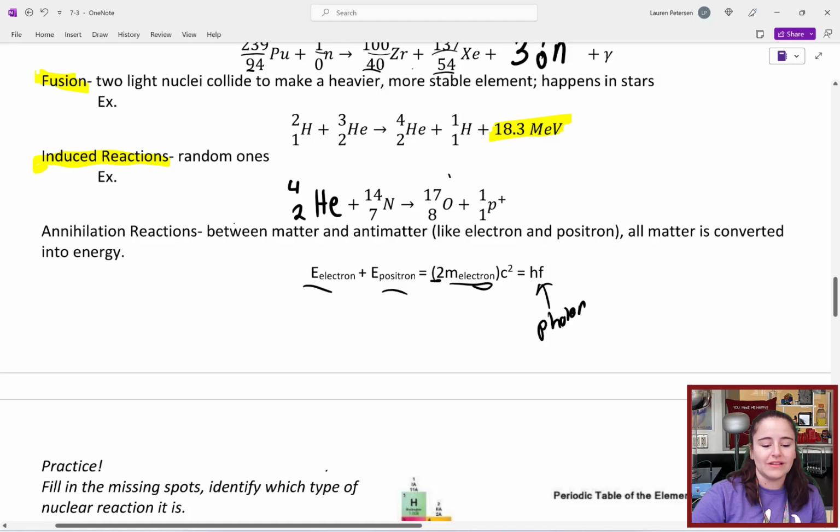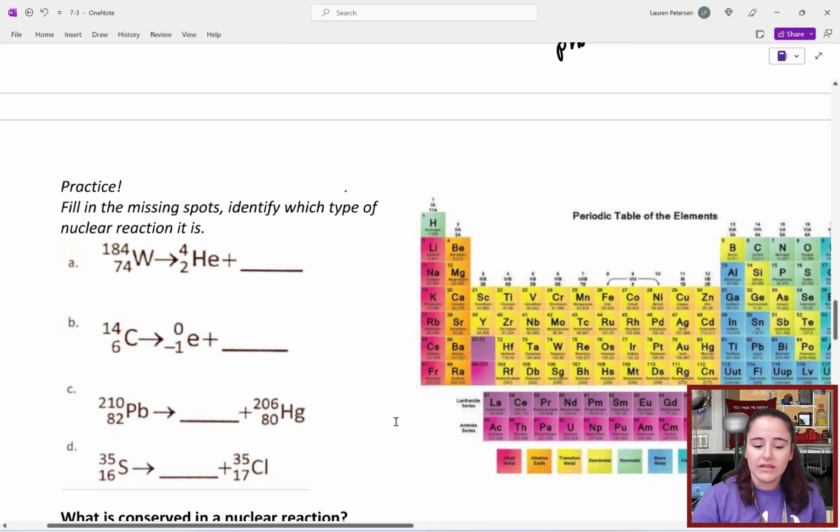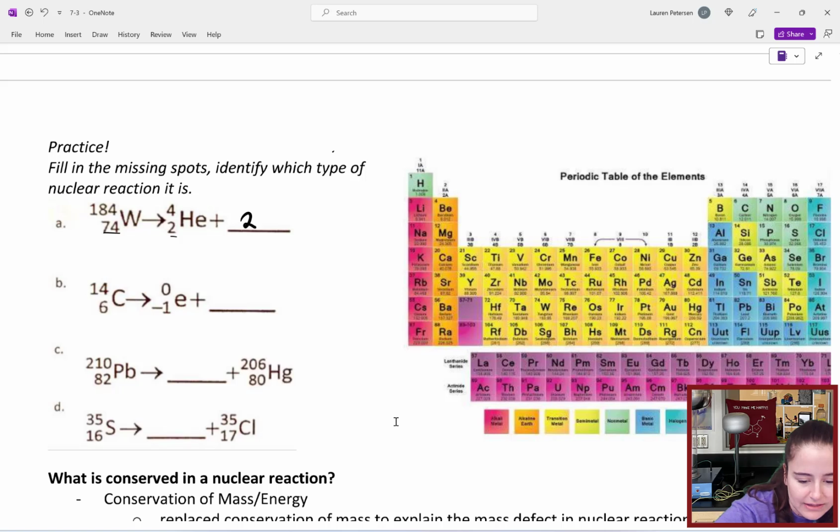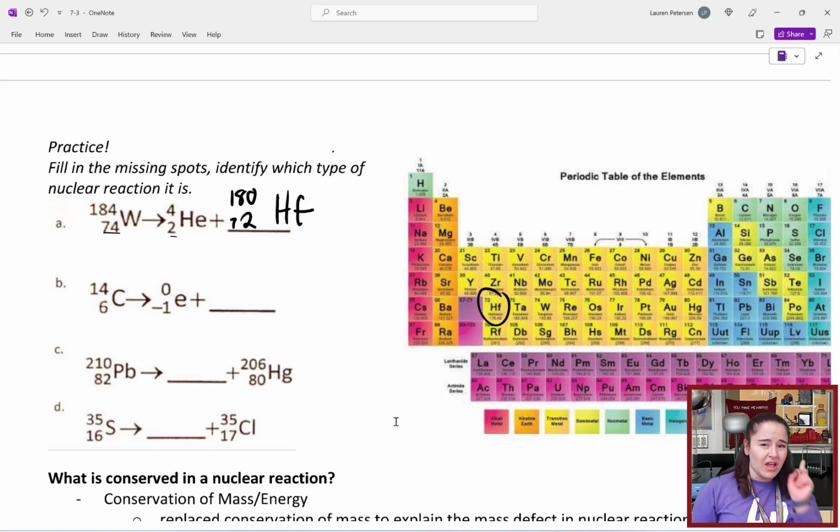Okay, cool. So let's go ahead and do a couple practice problems. Here you're going to use conservation of nucleon number to fill it out. So we got 74 and 2. That's 2. And 72. And 180 and 4. So we have 180 there. Number 72 on the periodic table is hafnium. Go ahead and try the other 3. And then check your answers against mine.